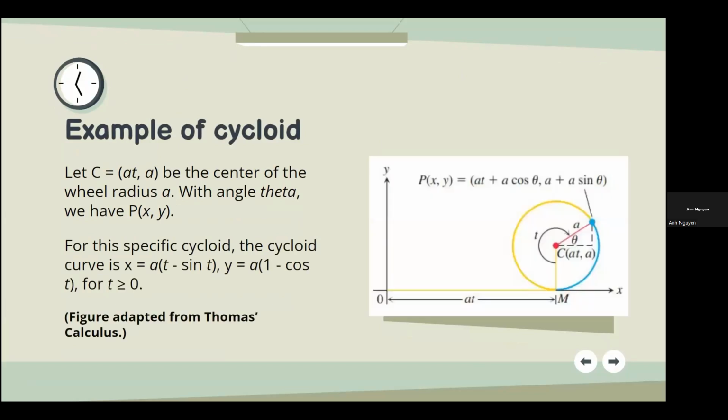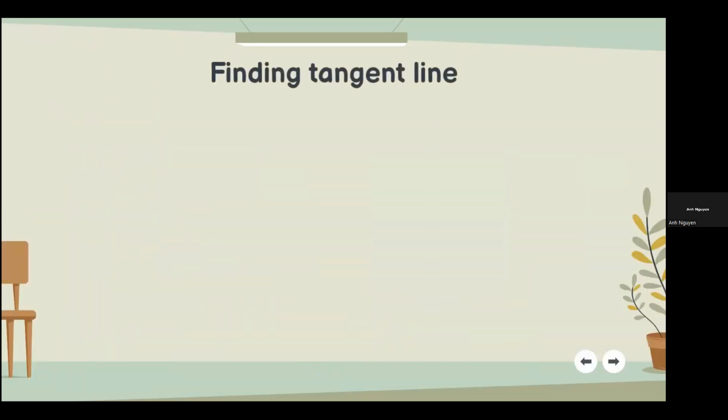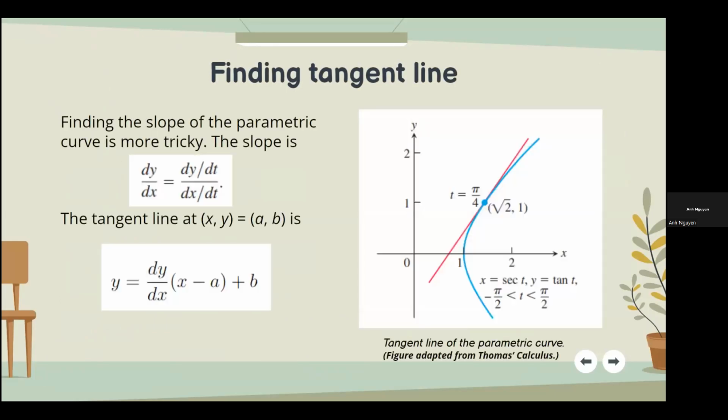Now we move on to the usage of parametric curve in calculus. There are 2 main usages of it, including finding the tangent line and calculating the area. Finding the tangent line of the parametric curve is a bit more complicated. We need to find the slope using the derivative of y over the derivative of x. Then we can find the tangent line normally, like with normal curves.